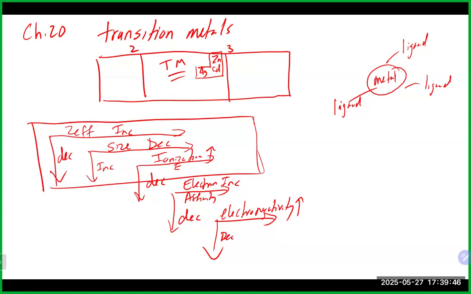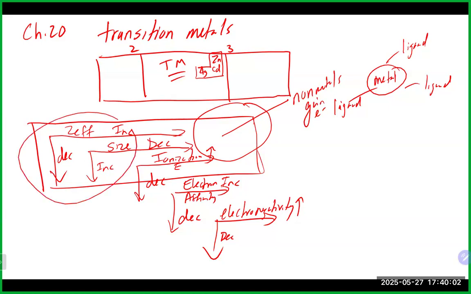The overall take-home message is that all those trends tell us that our nonmetals are the ones that like to gain electrons and not lose electrons. Our metals, which are over on the left-hand side of the periodic table, are typically the ones that like to lose electrons and become cations. And transition metals, being metals, are definitely going to be the ones that lose electrons.